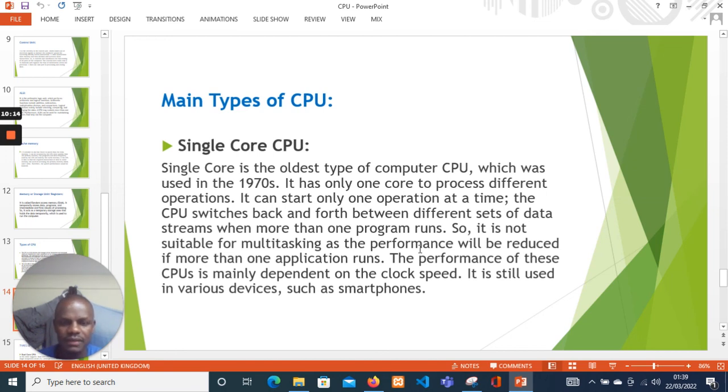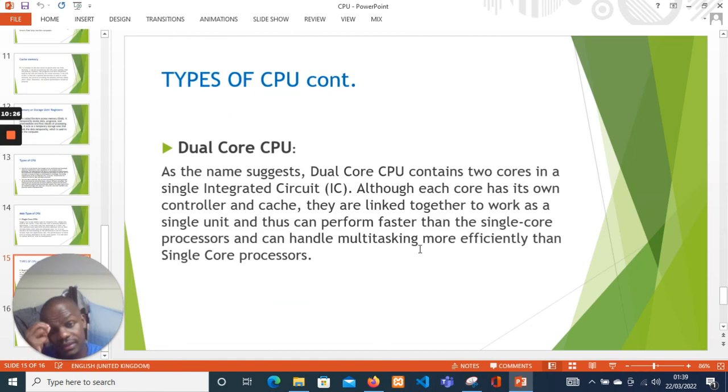The performance of these CPUs is mainly dependent on the clock speed. It is still used in various devices such as the smartphones that we use at the moment.